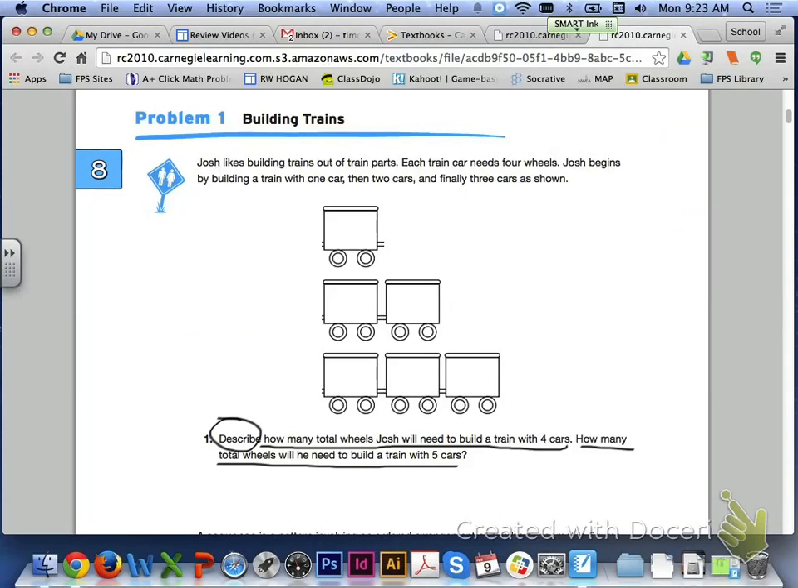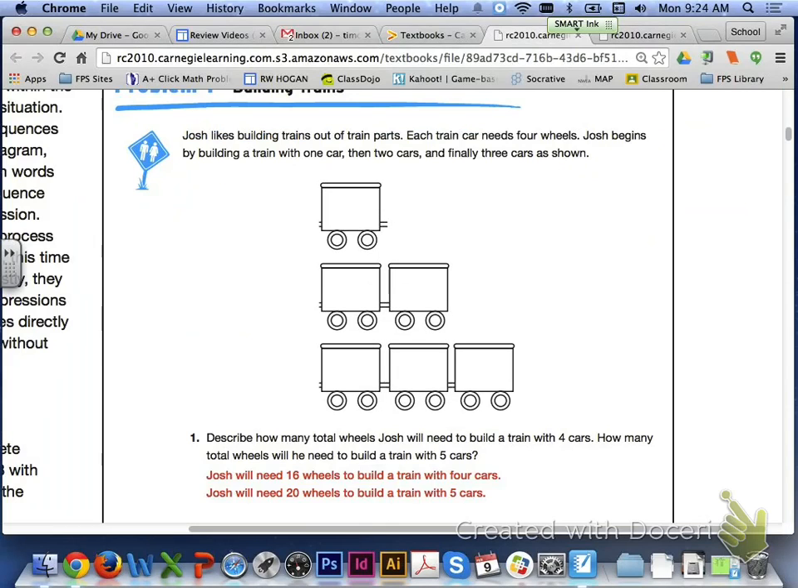Take a look at number 1. It says describe how many total wheels Josh will need to build a train with 4 cars. How many total wheels will he need to build a train with 5 cars? Go ahead and answer number 1. If we look at 4 cars first, Josh will need 16 wheels to build a train with 4 cars, and Josh will need 20 wheels in order to build a train with 5 cars.